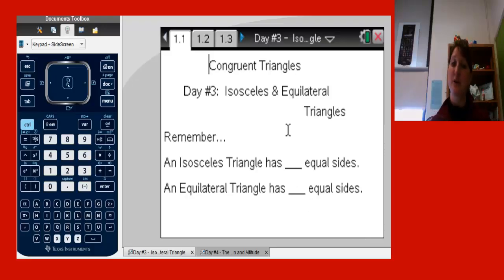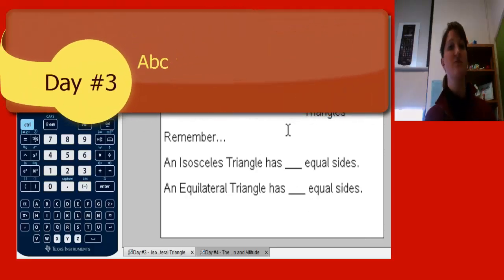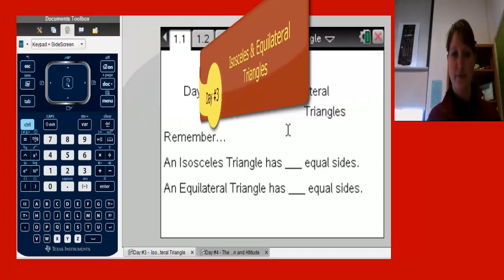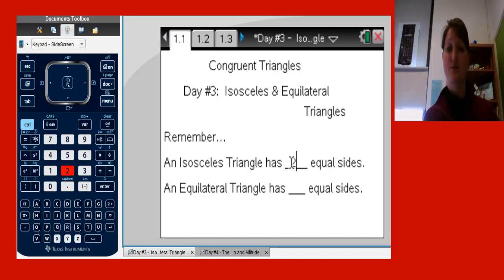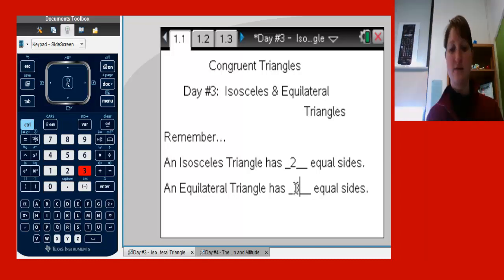Hi, for our third day we're going to take a look at both the isosceles triangle and equilateral triangle. And just a quick little reminder from the first day of this chapter, an isosceles triangle is a triangle that has two equal sides, and an equilateral triangle is one that has three equal sides.